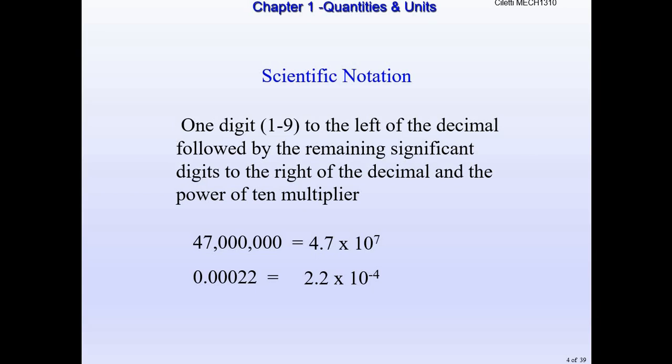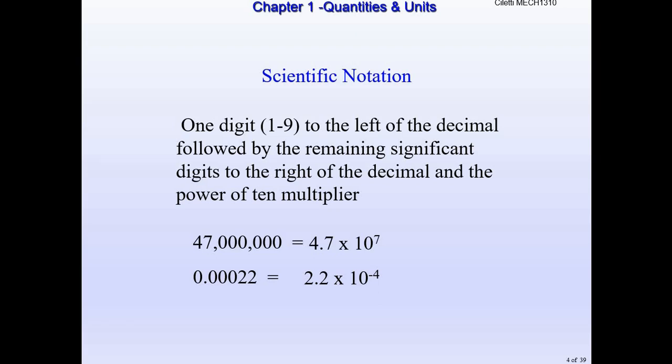Okay, so every single time we're writing something in scientific or engineering notation, we're going to be writing that times 10 to some exponent. The exponent is the number of decimal places that we moved. If we moved the decimal to the left, the exponent will be positive. If we move the decimal place to the right, the exponent will be negative.